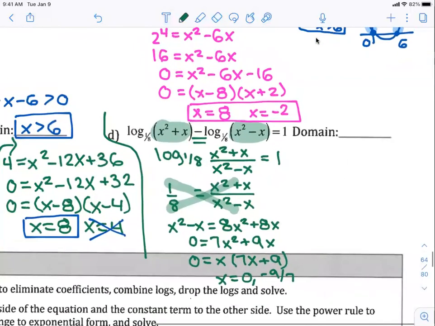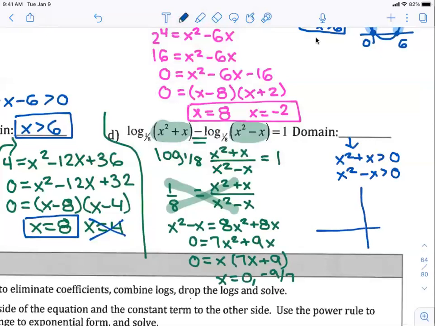The domain. The domain is the input is greater than 0. We have really two domains going on. So for the domain, you have to say x squared plus x is greater than 0. And you have x squared minus x is greater than 0. So I'm just going to go ahead and graph both of those on the same picture.